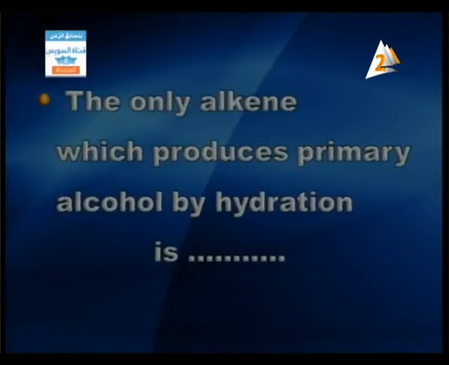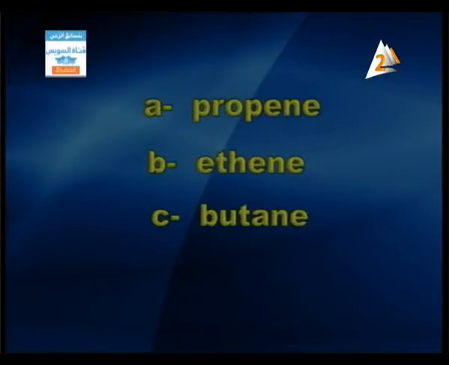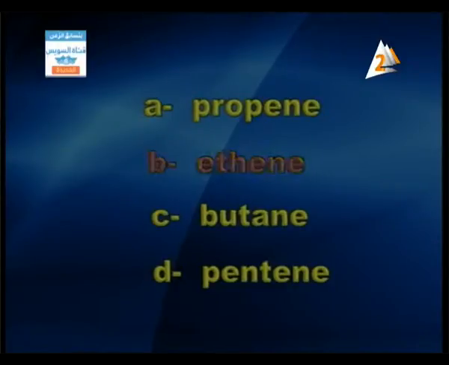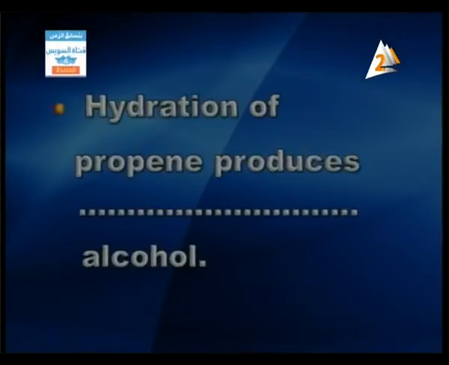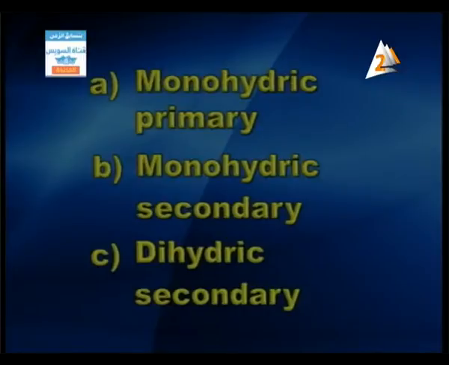Next one. The only alkene which produces primary alcohol by hydration is what? Is it propene or ethene or butane or pentene? If you think about it, yes, the answer will be ethene. Next one. Hydration of propene produces what type of alcohol? Is it monohydric primary alcohol or monohydric secondary alcohol or dihydric secondary alcohol? If you think about it, yes, the answer will be monohydric secondary.